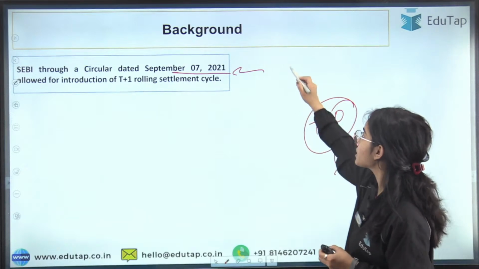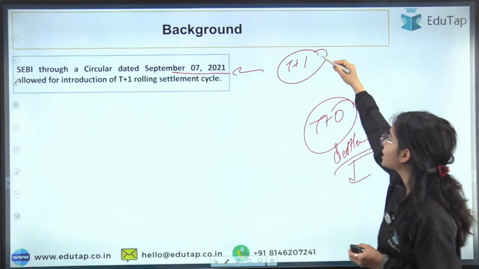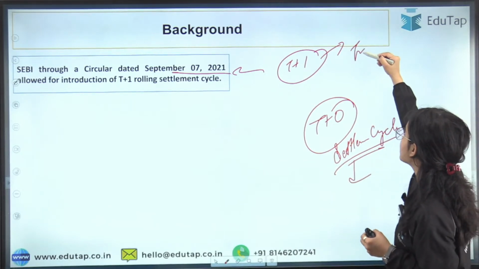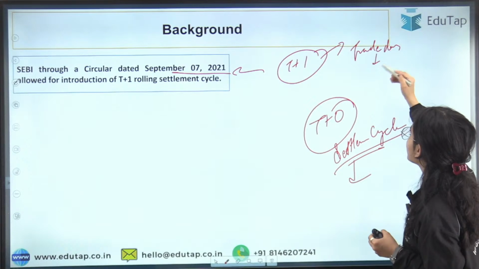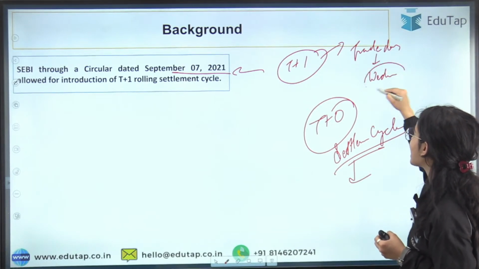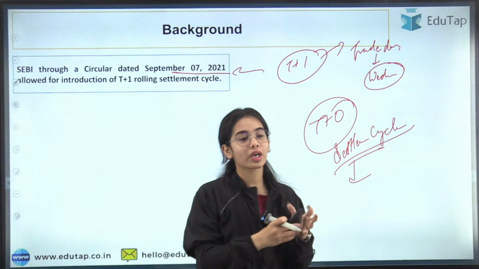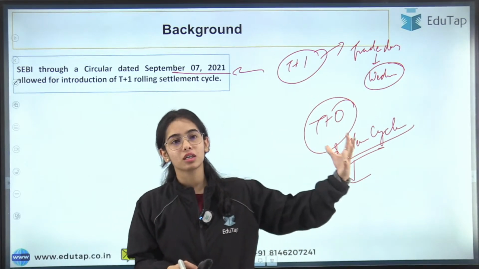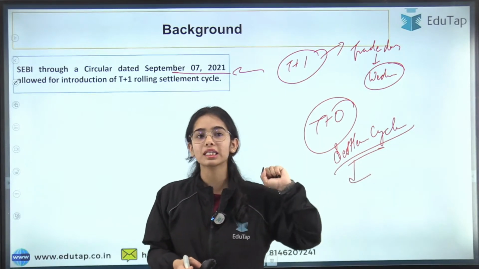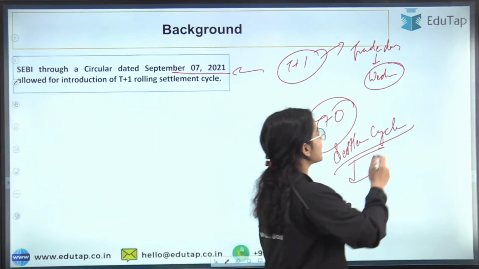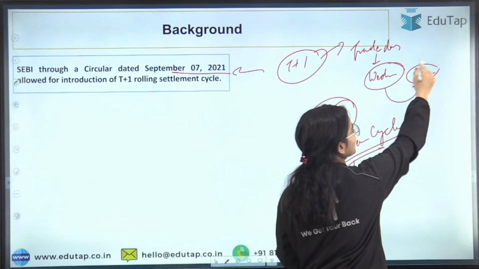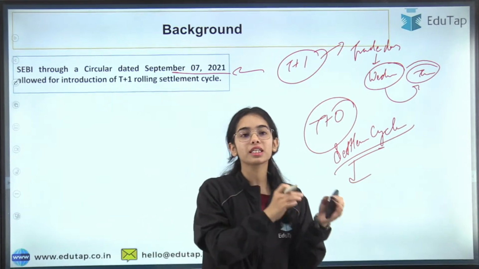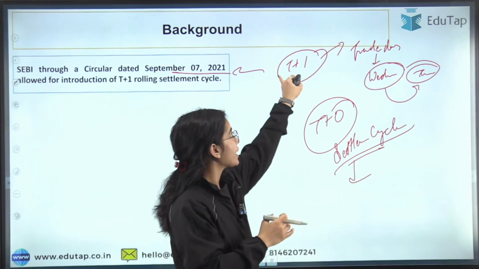T+1 means that the trade is happening today, that is the trade day. Let's say on Wednesday, the trade has started. I have said that I want these particular securities, these particular shares, and the seller is saying that the seller wants to sell these particular securities. Now, on the next day, that is on Thursday, the settlement will happen. So on Wednesday the trade has initiated, and on Thursday the trade will be settled. That is the trade day plus 1 day.